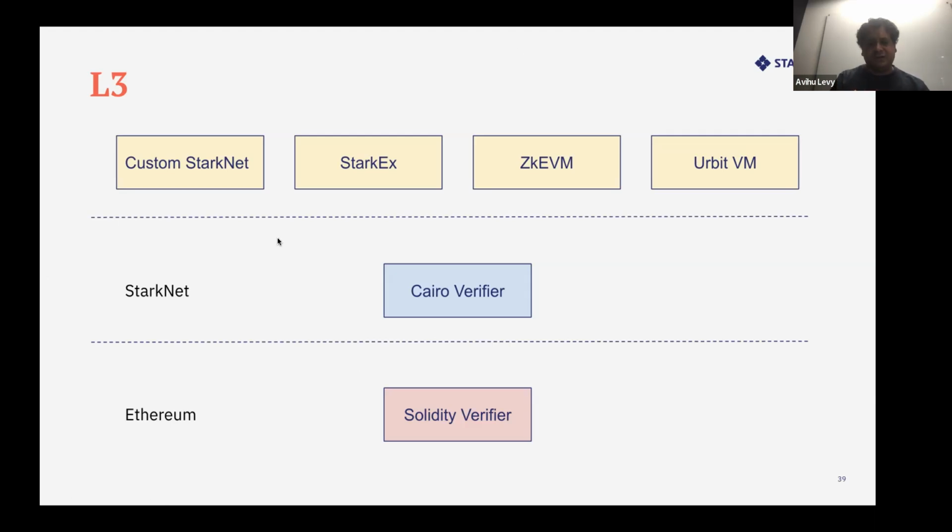And the advantage of doing this and not doing it directly with the Solidity verifier is, first of all, the cost. And second, that once you have those different environments, communication between those environments through StarkNet is much cheaper and probably feasible in terms of costs.